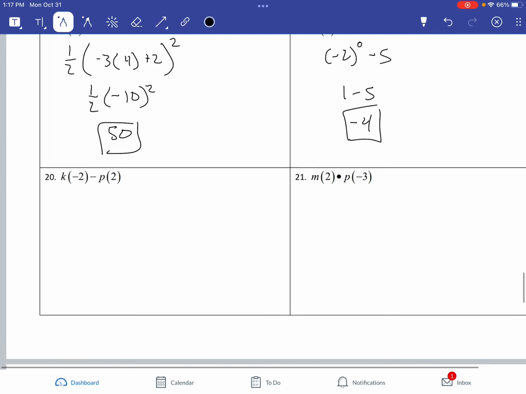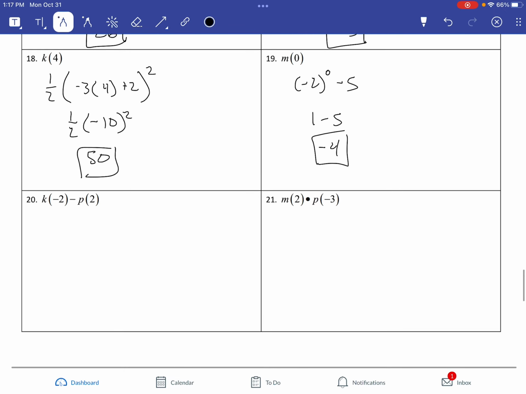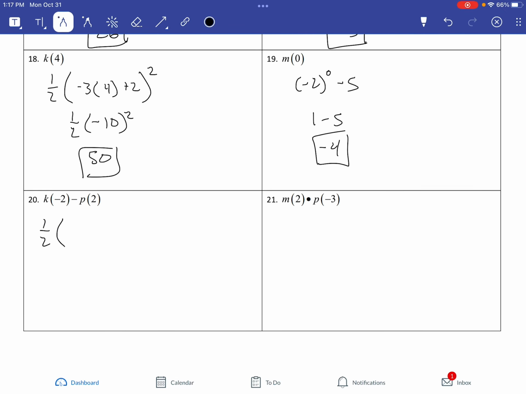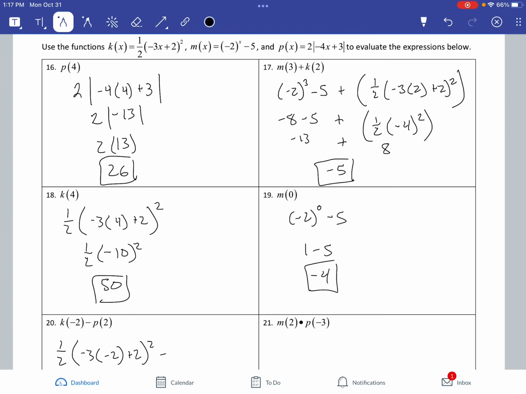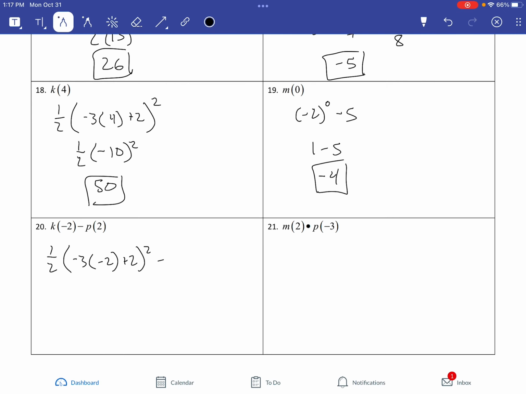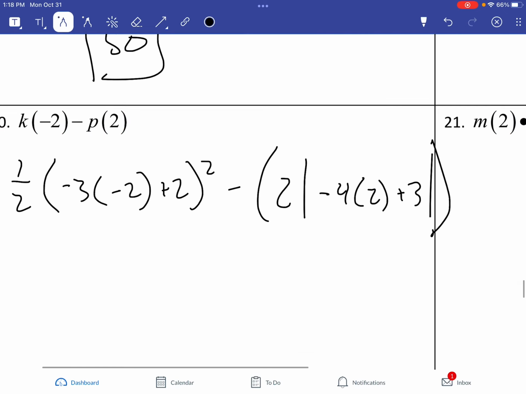Moving on, we have k of negative 2. What's k again? There we go. So k of negative 2 is going to be 1/2 times negative 3 times negative 2 plus 2 squared, minus the p of 2 negative 4x plus 3. Okay, that's a lot of stuff going on here. It's important again that you put the parentheses around this because you're subtracting.